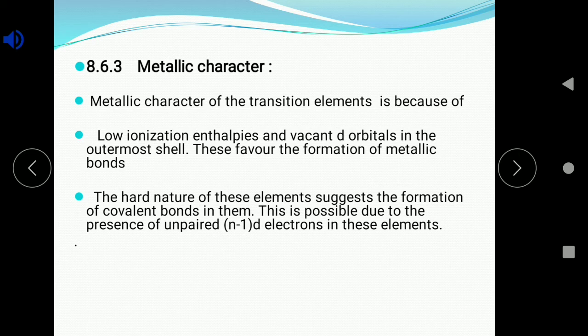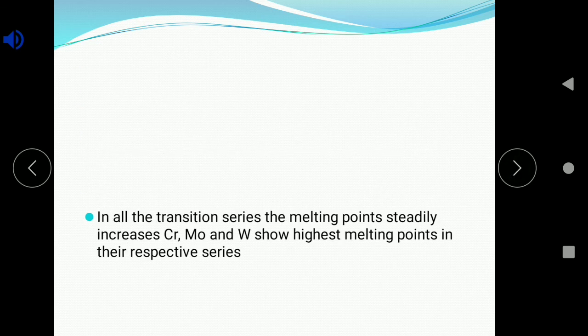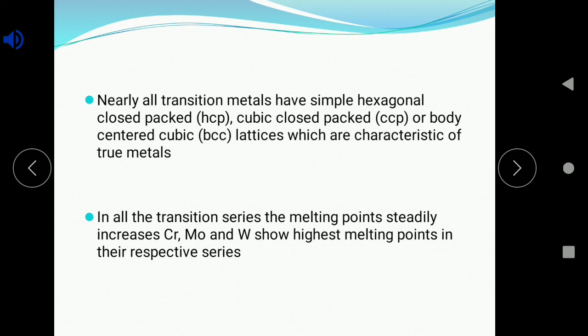Now, as we say, these are metals. That means they are hard, and they have high melting and boiling points. So we should explain all these properties. The hard nature of these elements suggests that they have more tendency to form covalent bonds, because again the reason is the same: there are unpaired (n-1)d electrons. Now, about the next property: do all of these elements show the same structure as that of metals? The answer is yes. They show typical metallic structures like hexagonal close packed, cubic close packed, and body centered cubic lattices or crystals. That means they are again metals, we can say.